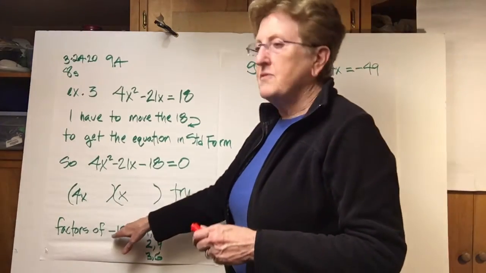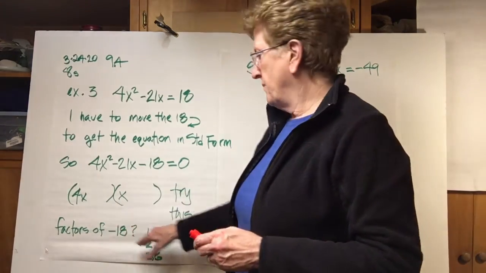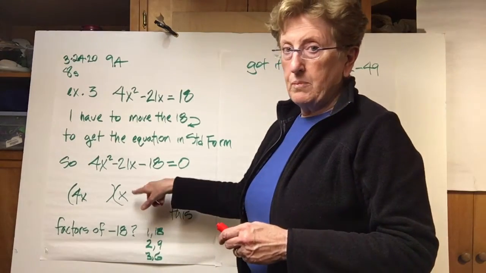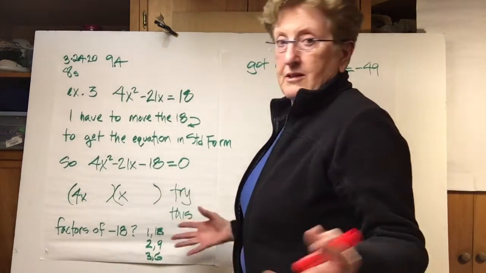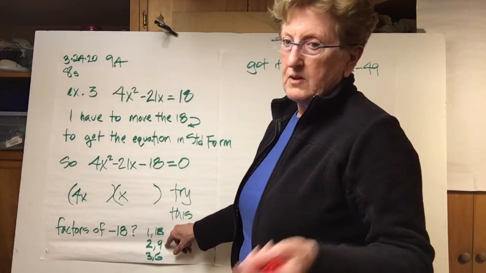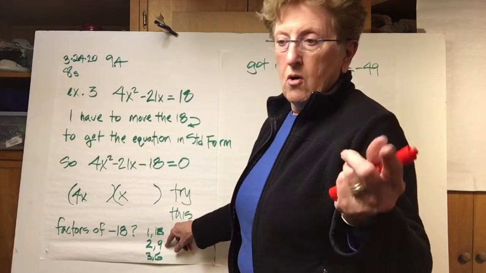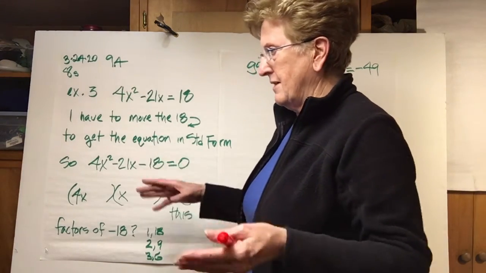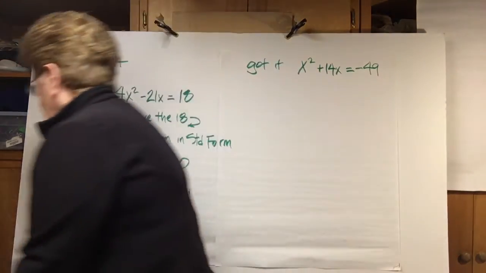What are the factors of negative 18? Well, 1 and 18, and you can plug that in with your pencil and find that that wouldn't work. 2 and 9, you could try that out and find it wouldn't work. Or if you were just really lucky, you would guess 3 and 6 and say, where will I put what to make it work?